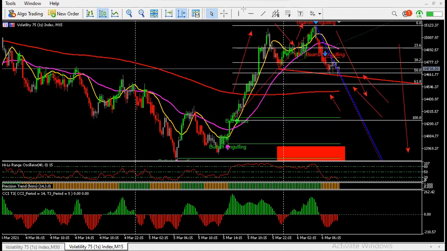So make sure that your setup looks the same. That way you'll be able to understand the action of this market.